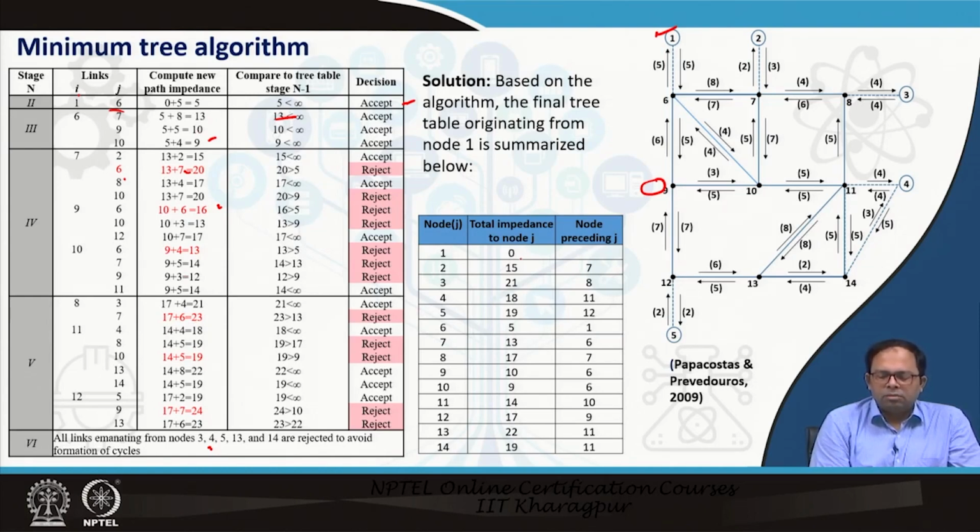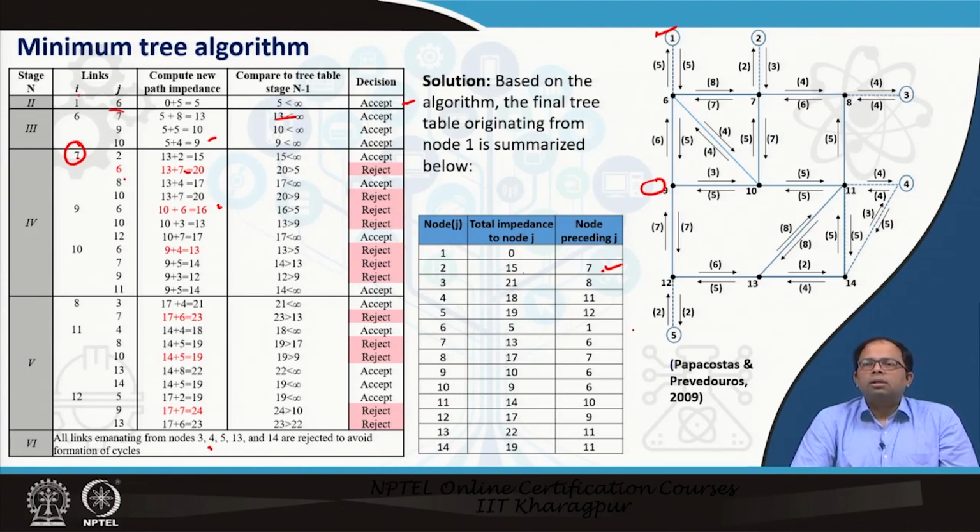So 1 to 1 is 0, 1 to 2 is 15, 1 to 3 is 21, 1 to 4 is 18. We will pick it up from this particular table, and we will also take the preceding node from this particular table, because we have the preceding node: 1 to 2 is 15, preceding node is 7. So that is how we have picked that. So this is how we can create the tree table, and from here we can also compute the shortest path.